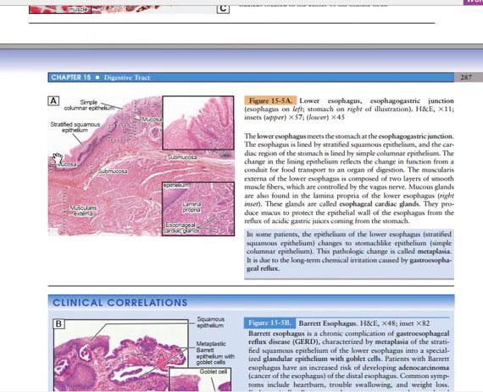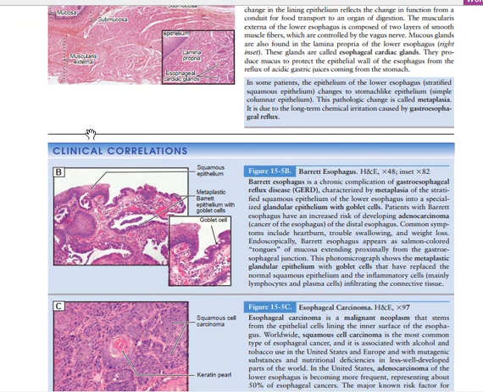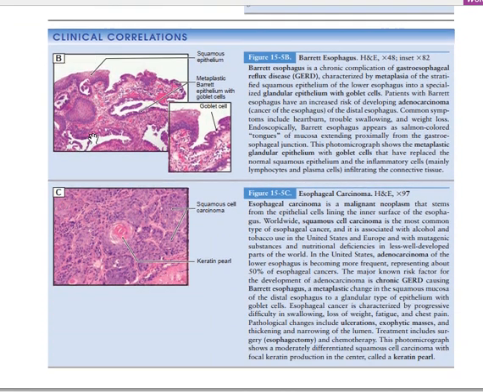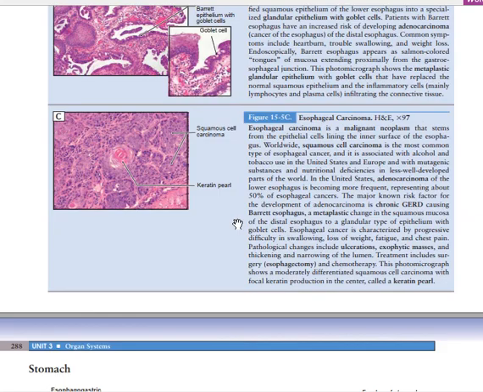So there is going to be conversion of stratified squamous epithelium here to simple columnar epithelium, which is normally found in the gastric mucosa. When there is that conversion, it's going to be called Barrett esophagus. So you can visualize metaplastic Barrett epithelium with goblet cells, and those goblet cells are going to help prevent continuous irritation from the gastric juice. Is it clear?